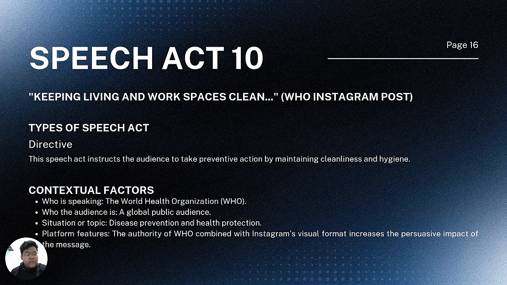And the platform features also heavily dictate how speech acts are formed. Instagram relies on visual elements and concise text, making it ideal for bold directives. Twitter's brevity encourages urgent, direct assertives. And Facebook allows longer character limits, enabling complex paragraphs that mix assertives, which explain facts, with expressives, which offer reassurance.